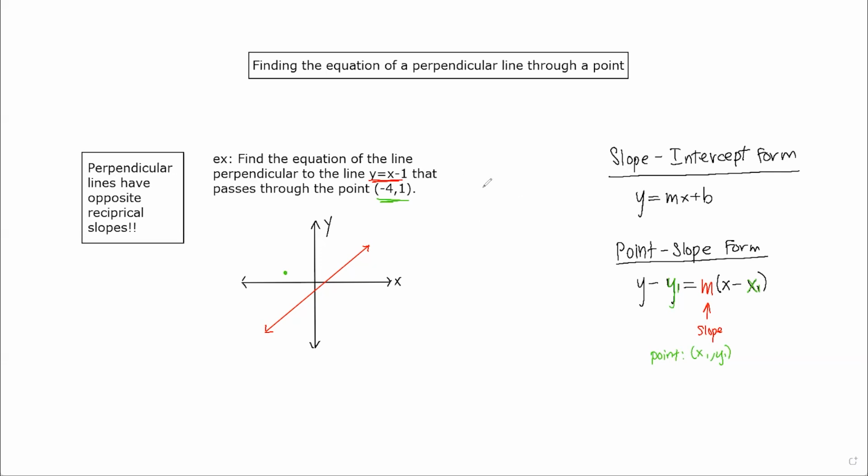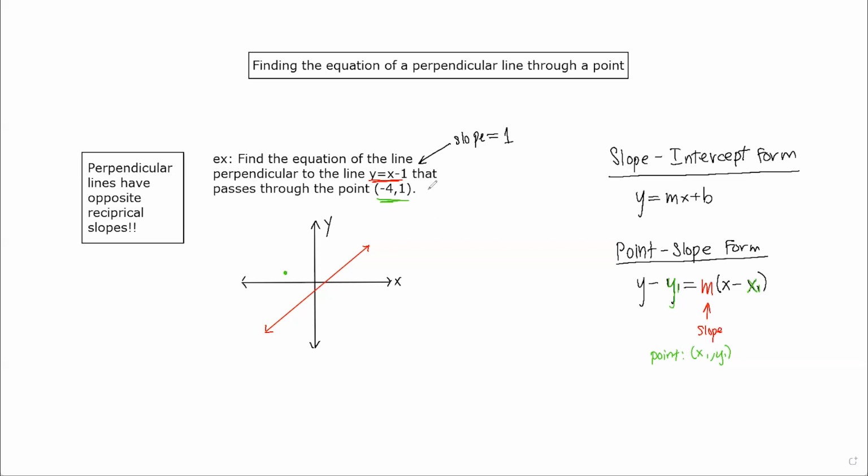So I immediately know, given the equation of this line, which is not the line that I want, it's just the line they gave to me, that the slope of this line is equal to 1. Slope equals 1. That's the slope of this line.